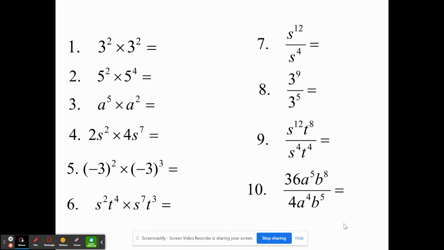So take a moment, pause the screen, take an educated guess, and see if you guys can get these right, because these are just multiplication, just division, and that's all we're going to do today.